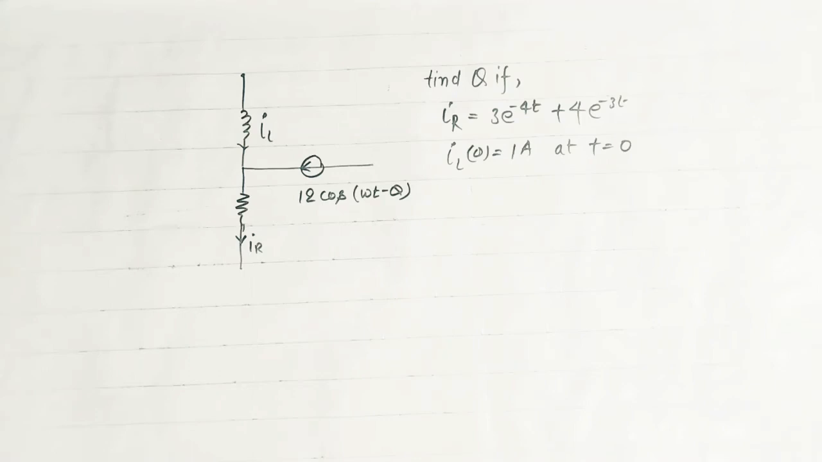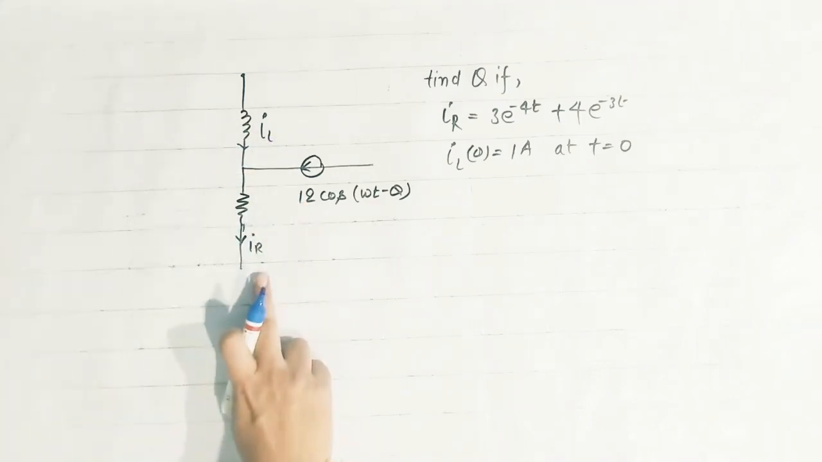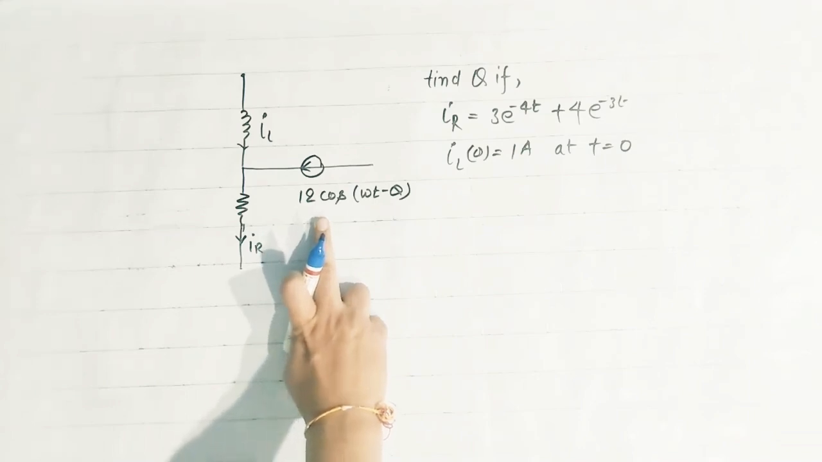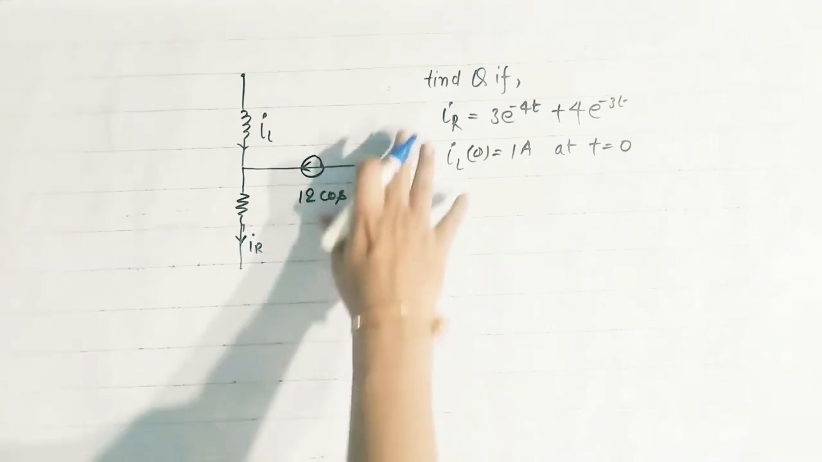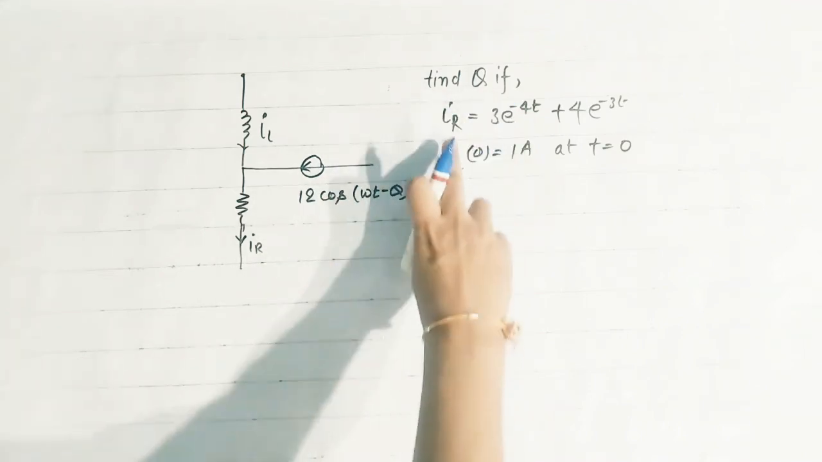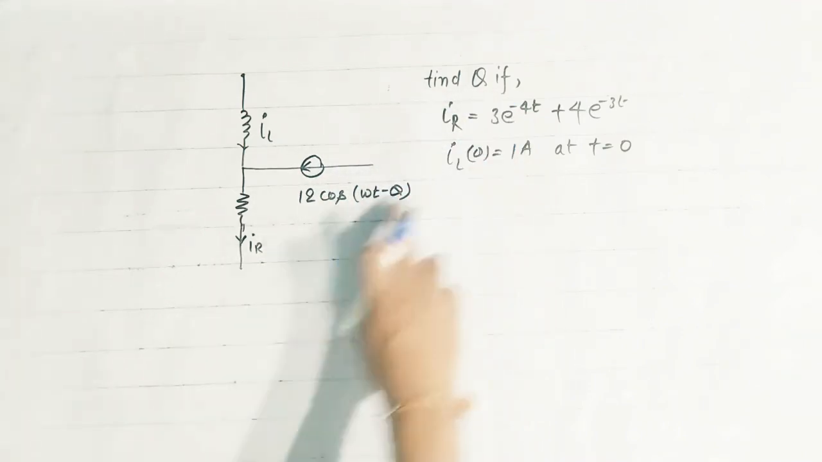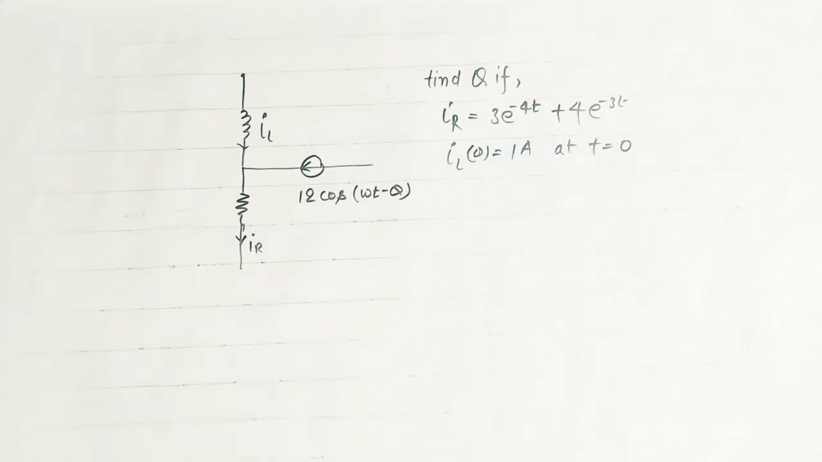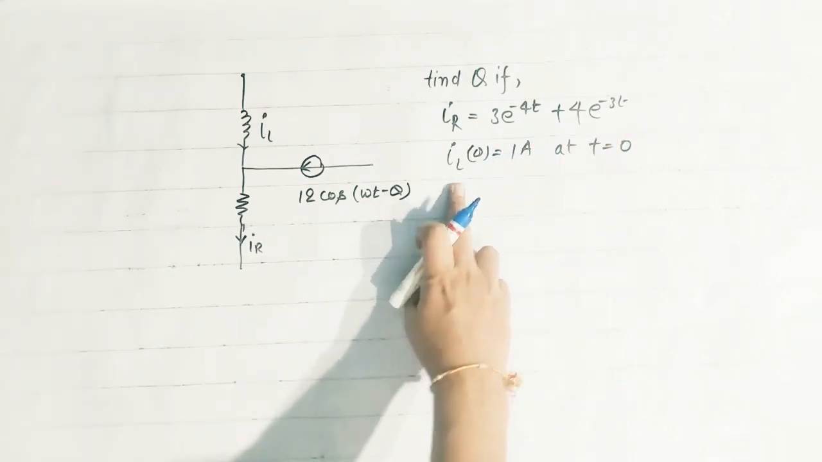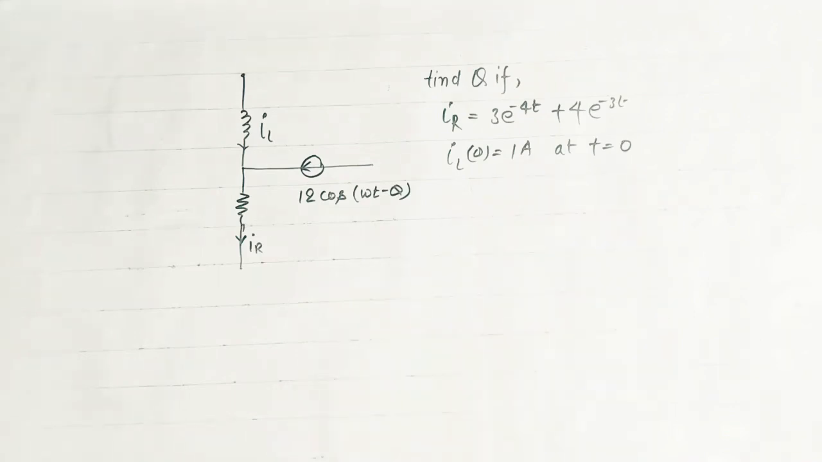Now see this question. In this question this circuit is given. This is current IL, this is current IR, and this is current source of 12 cos(omega t minus theta). Here we have to find the value of theta, if this IR is given as 3 e to the power minus 4t plus 4 e to the power minus 3t, and this IL is equals to 1 ampere at t is equals to 0.